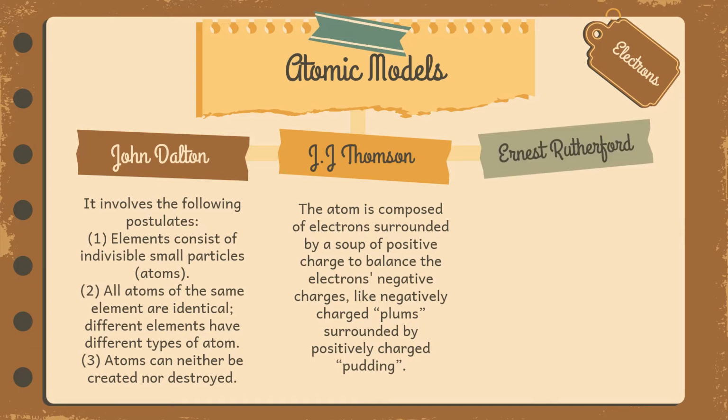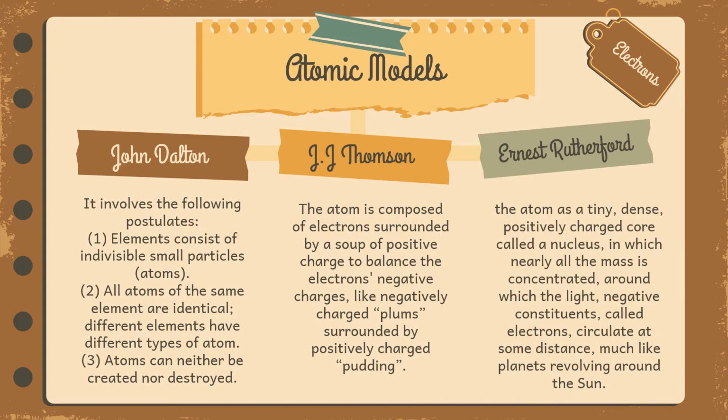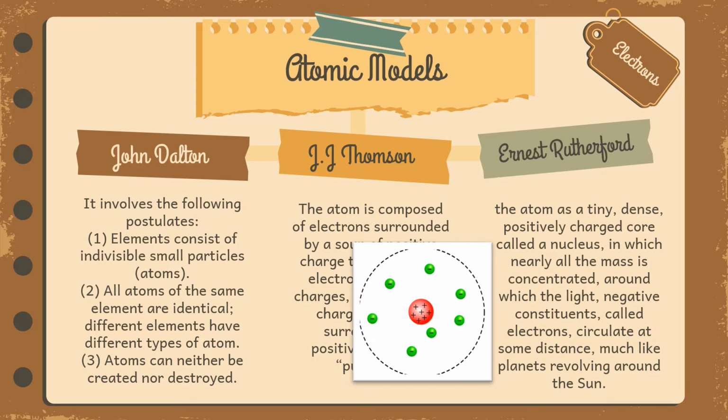Third is Ernest Rutherford. In the model of Rutherford, he described the atom as a tiny, dense, positively charged core called the nucleus, in which nearly all the mass is concentrated, around which the light negative constituents, called electrons, circulate at some distance, much like planets revolving around the sun.